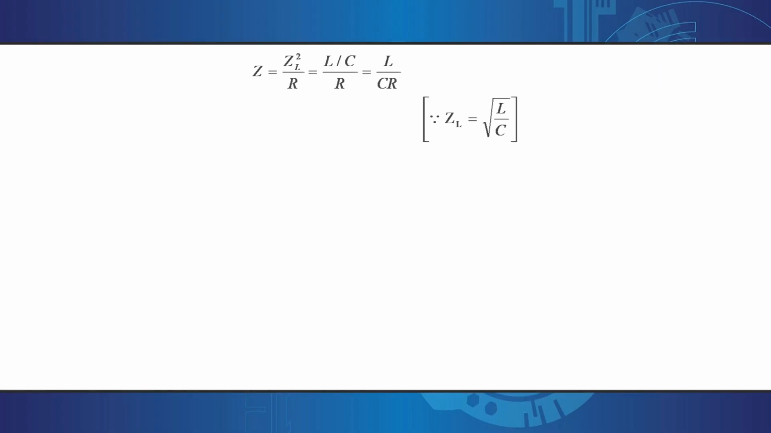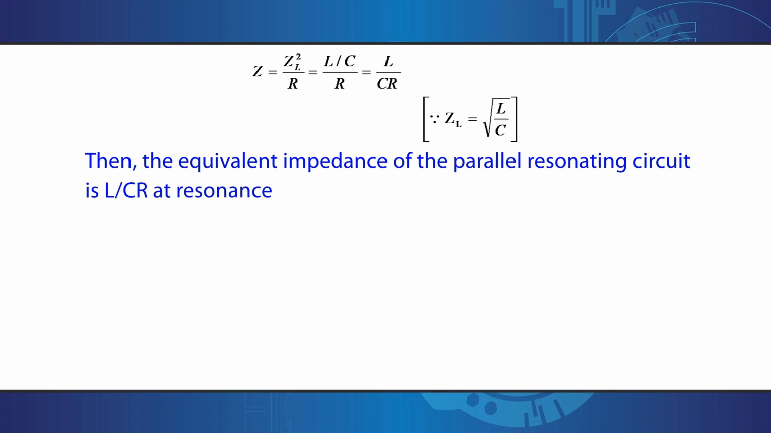So this Z can be written as ZL square upon R, and you can replace ZL square by L upon C. So just put the value here. So Z can be written as L upon CR. Then the equivalent impedance of the parallel resonating circuit is L upon CR at resonance.